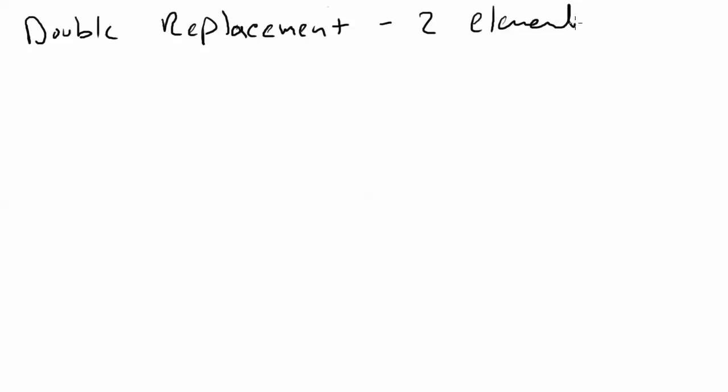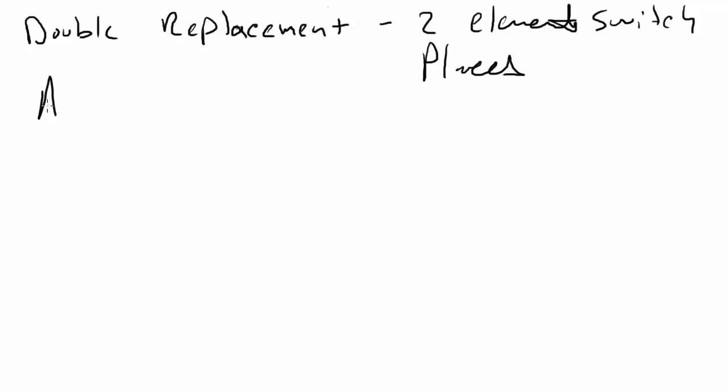The next type of reaction I want to talk about isn't single replacement, it's double replacement. Let me fix that. Let's try this again. Replacement. There we go. And this is where elements switch places in compounds. So two elements switch places.